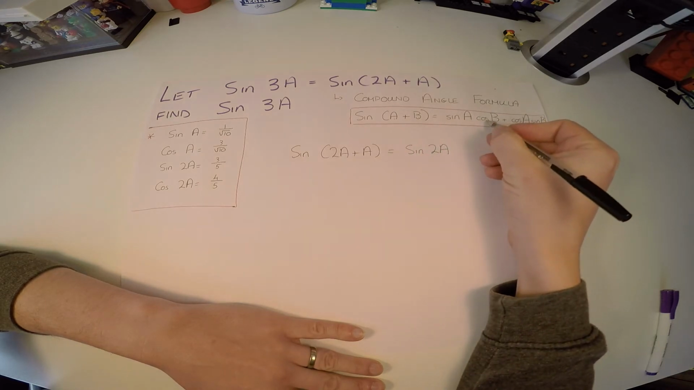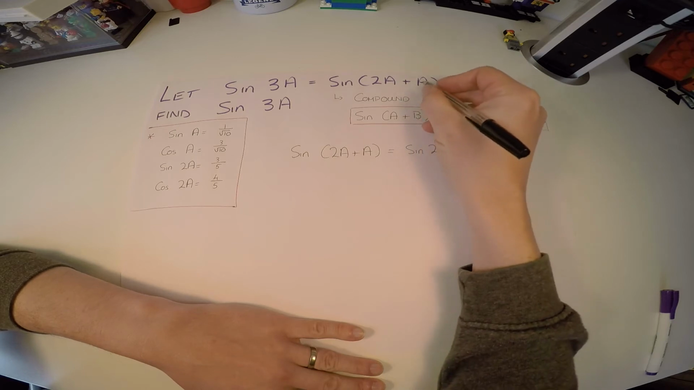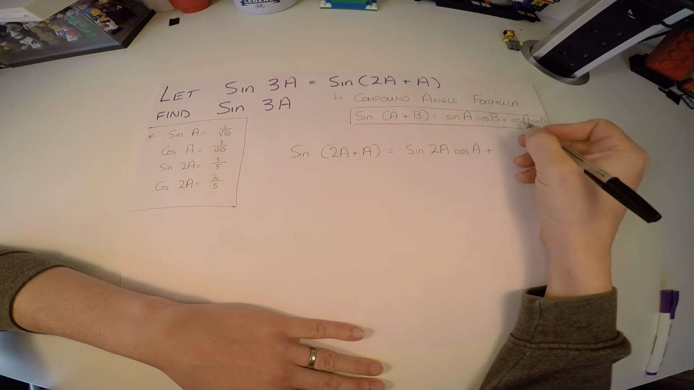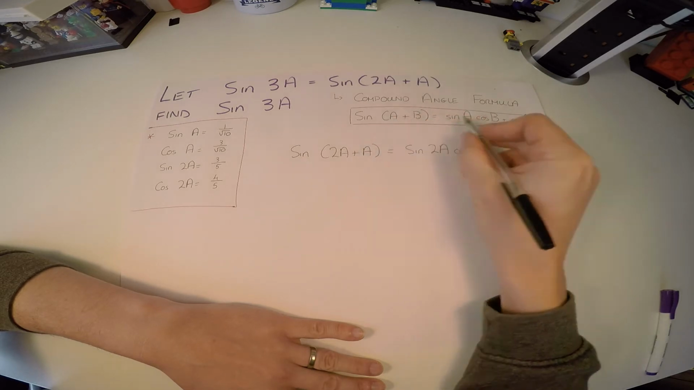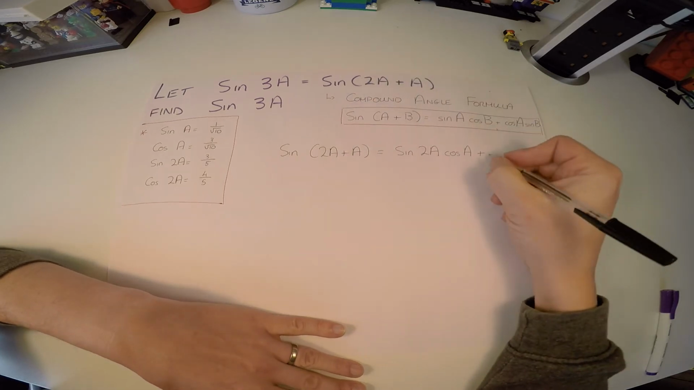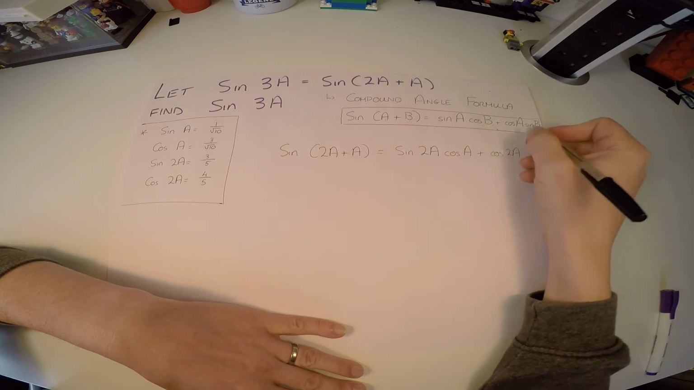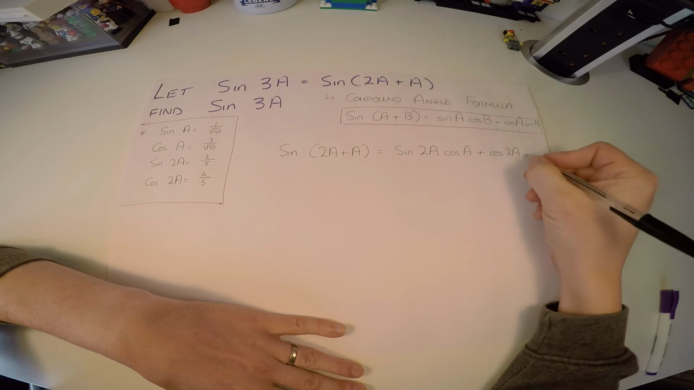Then cos of B, that's cos of the second stuff, which of course for us is A. So that's cos of A. Plus now cos of A, which is cos of the first stuff. So that's cos of 2A for us. And then sine of B, which is sine of the second stuff, which is B for us.